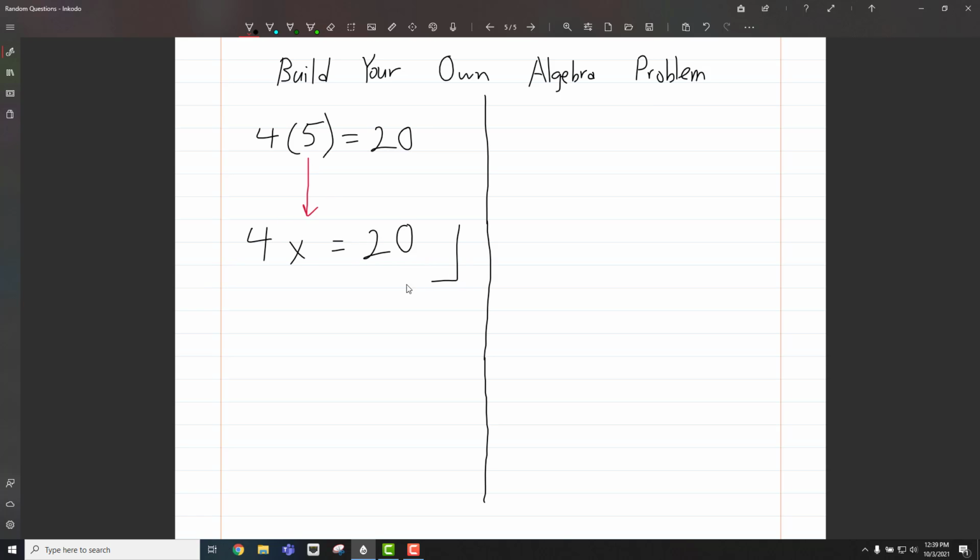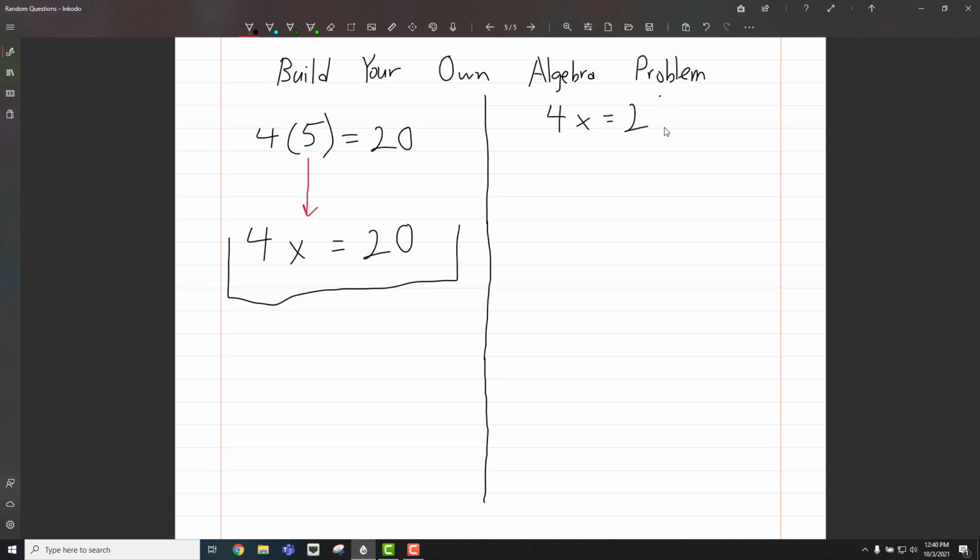This is something that you can now post on the forum under the Build Your Own Algebra Problem discussion as your algebra problem that you just built. Now, just to show that you've worked it out, you can also show your work on a solution.